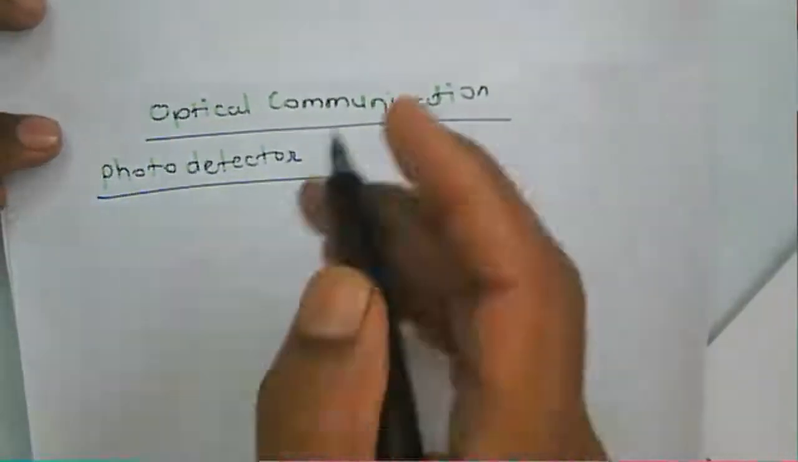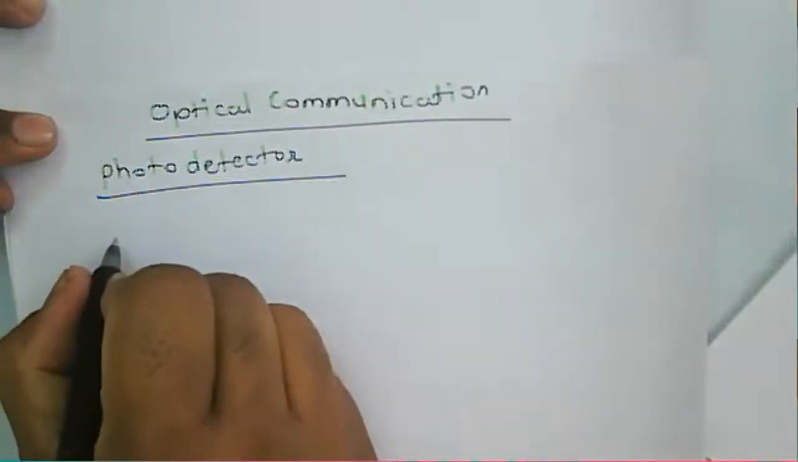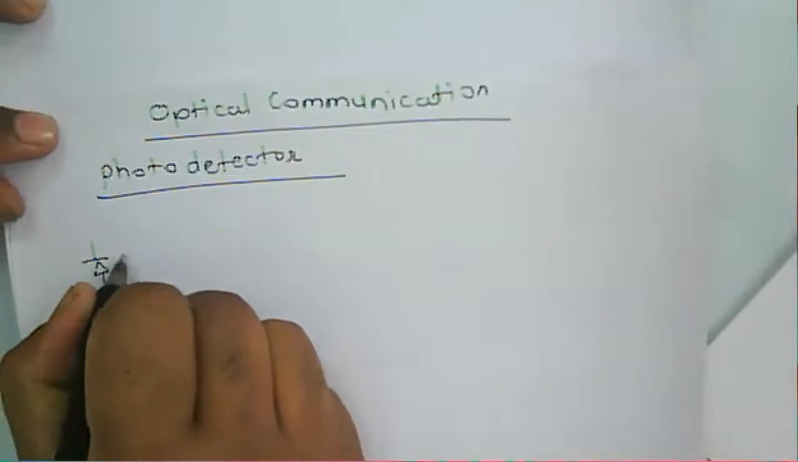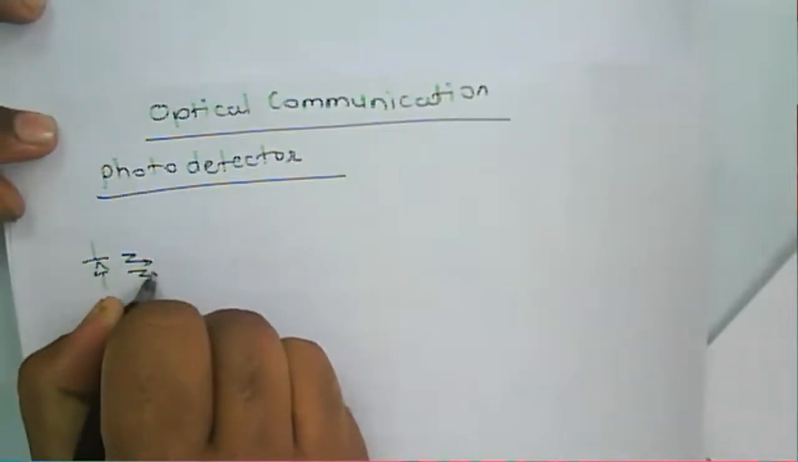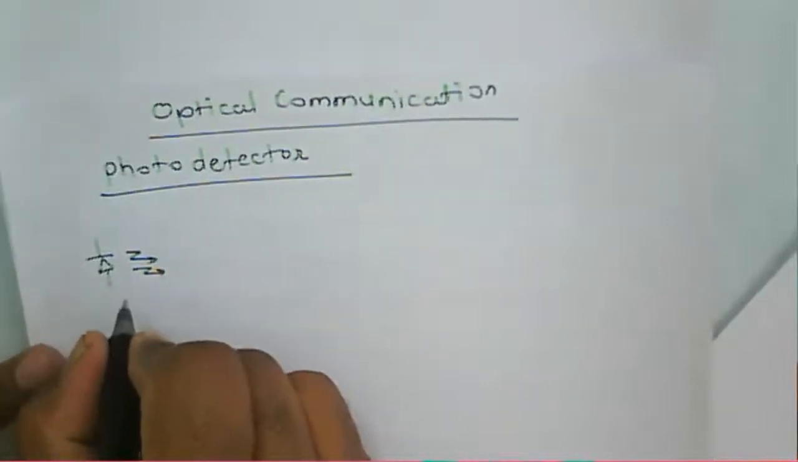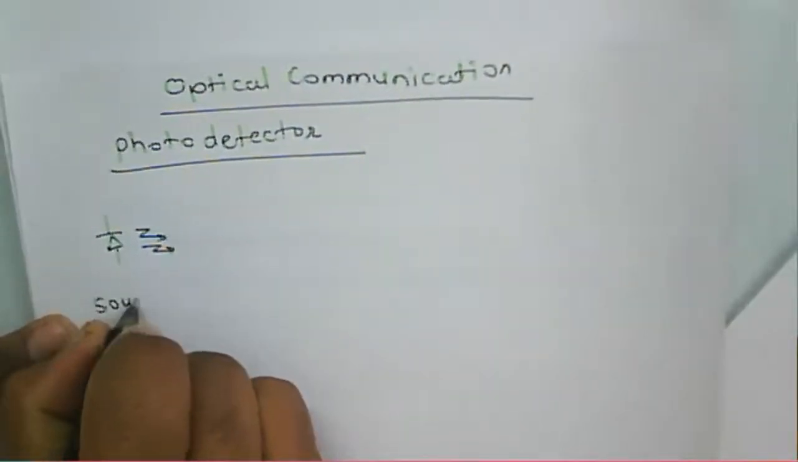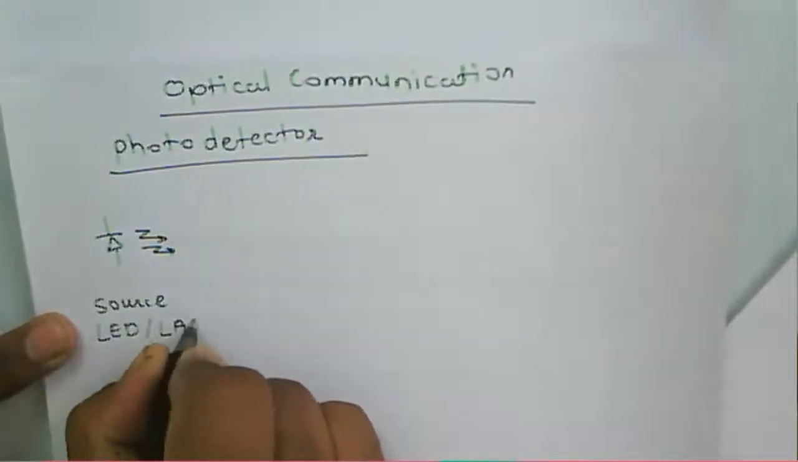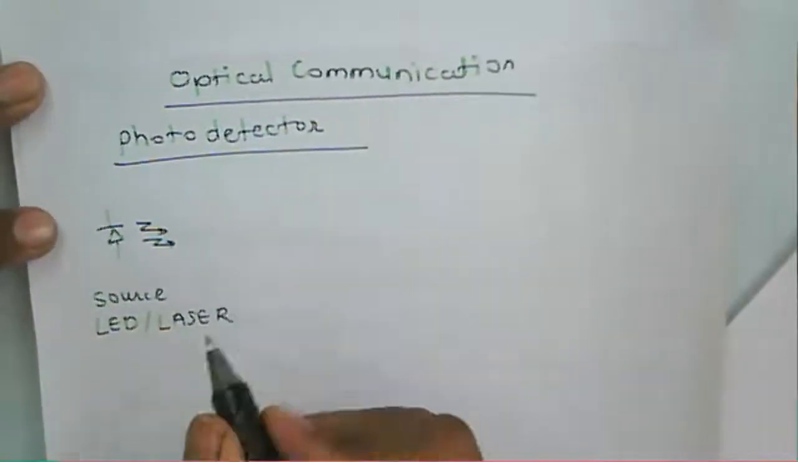So we have learned earlier about a source. That source is a light emitting diode, and that source generates a light, or it emits a photon. We have learned that the source is an LED or a laser.